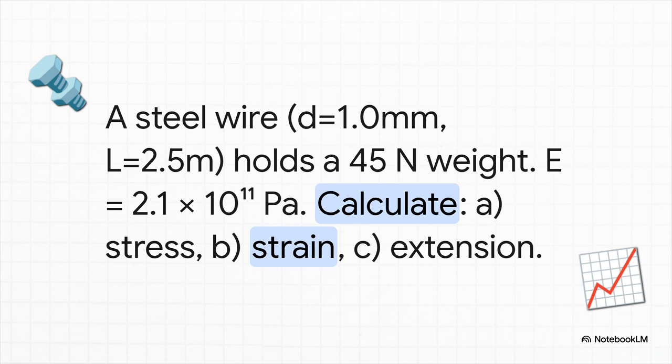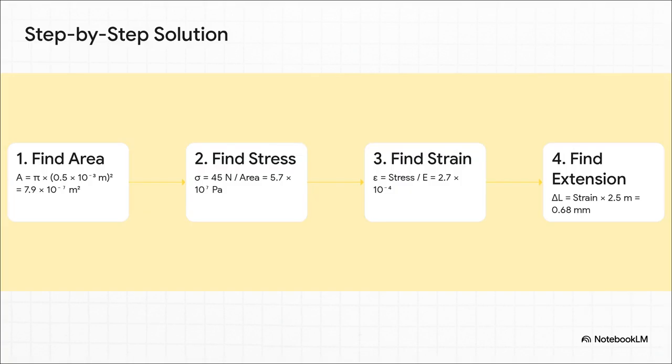This next one pulls everything we've talked about together. We've got a steel wire, and we know its diameter, its length, and its Young's modulus. Now we have to calculate the stress, the strain, and the final extension. Now watch how beautifully this all connects. First things first, we need the wire's cross-sectional area to get the stress. So force divided by that tiny area gives us stress.